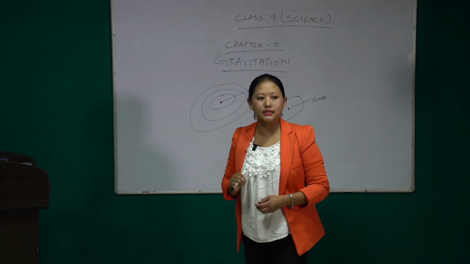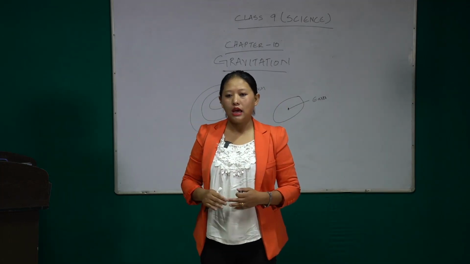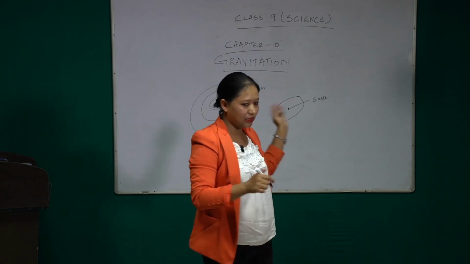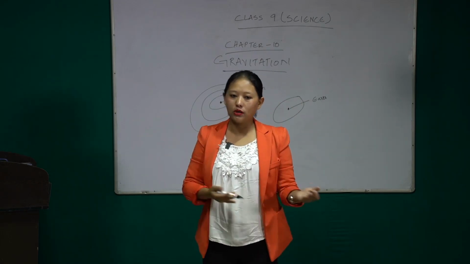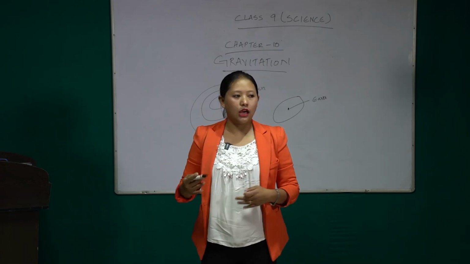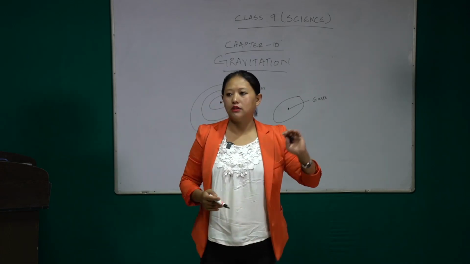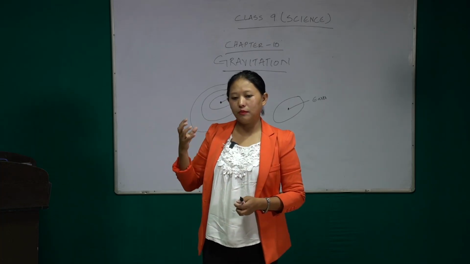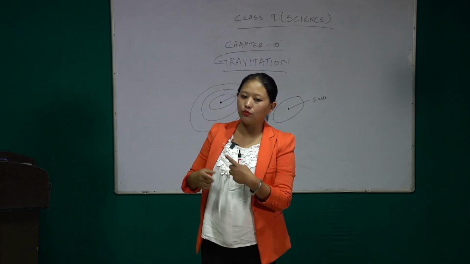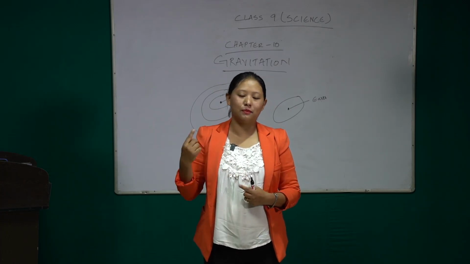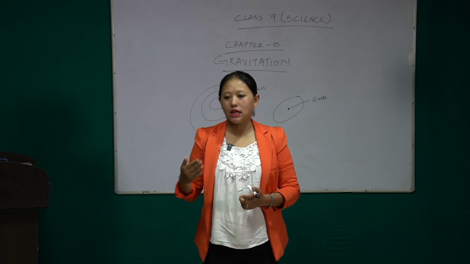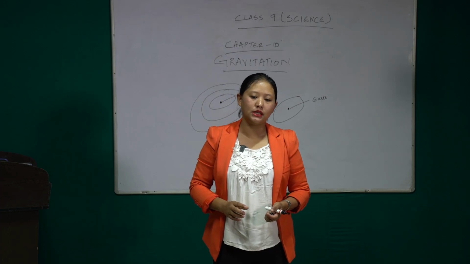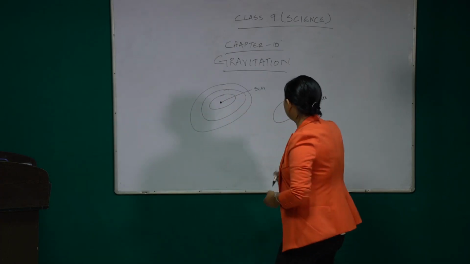So from all these examples, we understand that there must be some force acting on these objects, that is the pen, the ball, the fruits or any other object, and also the planets and the moon, because of which they are attracted towards the earth and the sun, and because of which the moon and the planets are revolving around the earth and the sun. And that force that is attracting objects towards itself, we call gravitational force.